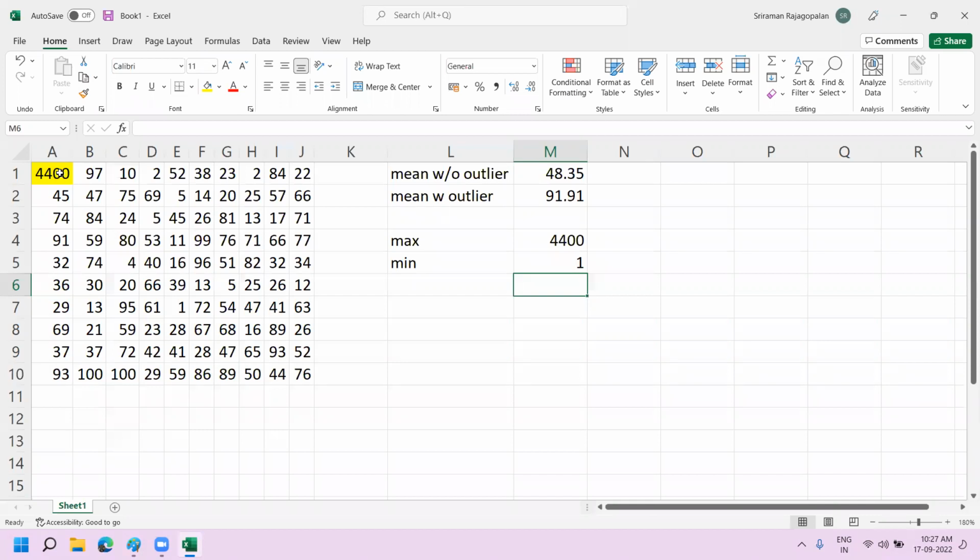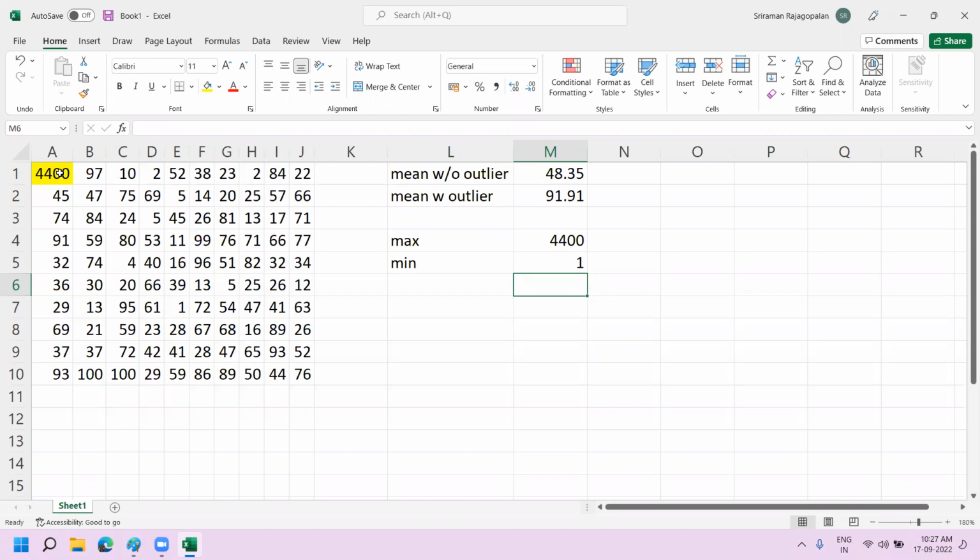Okay, so here I am assuming that it is a student mark, which can have a minimum of 1, maximum of 100. So anything which is beyond this is an outlier. So here it is definitely an outlier. Okay.